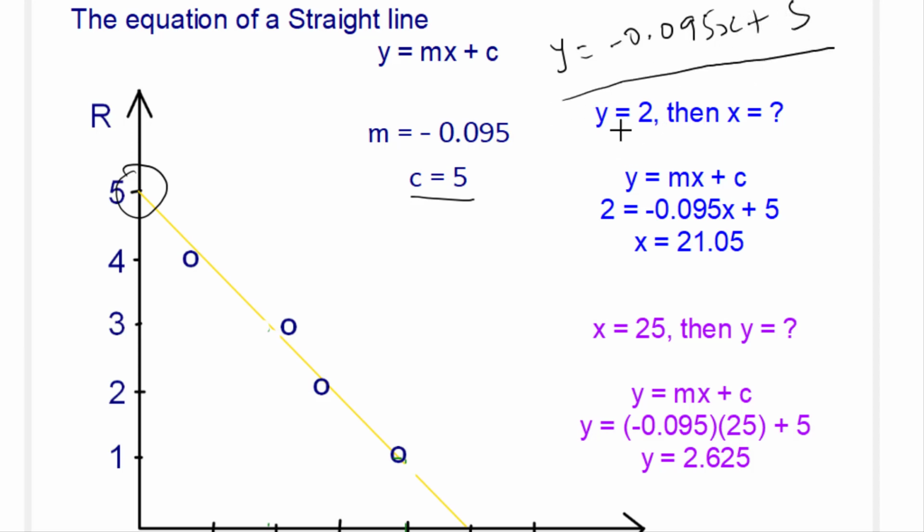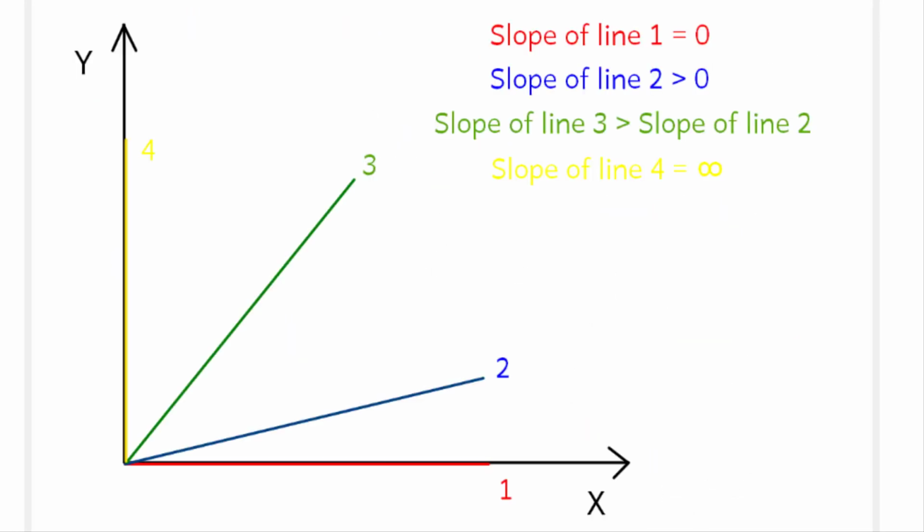Now if we know the value of y, we can find the value of x. So if y is 2, we get x equal to 21.05, putting the values here. If we know x, we can find the corresponding value of y, plugging the values into this equation, and we get y equal to 2.625. So this is what we get.